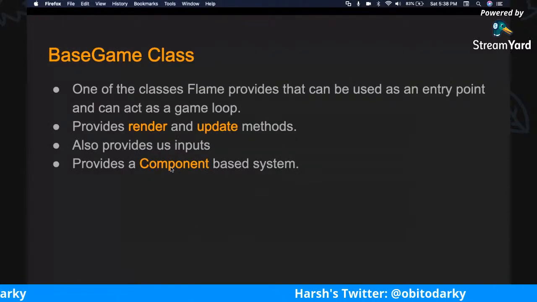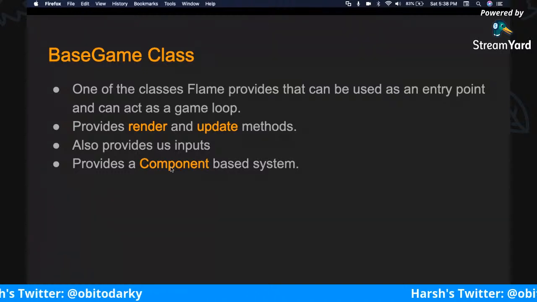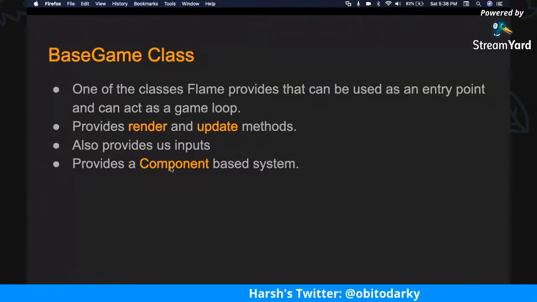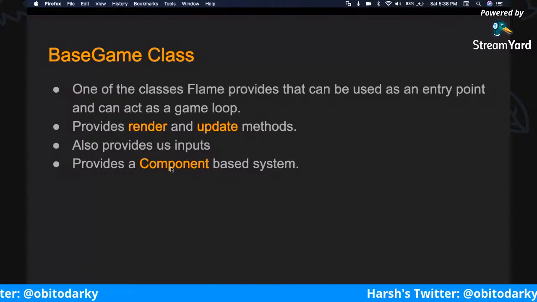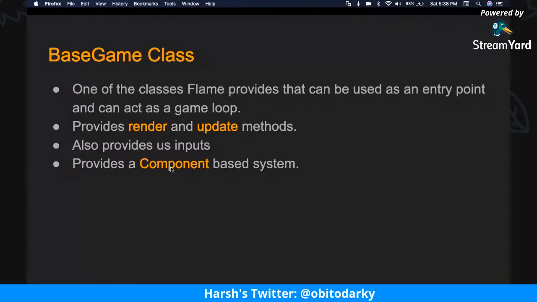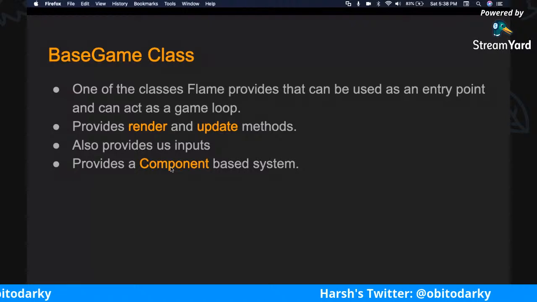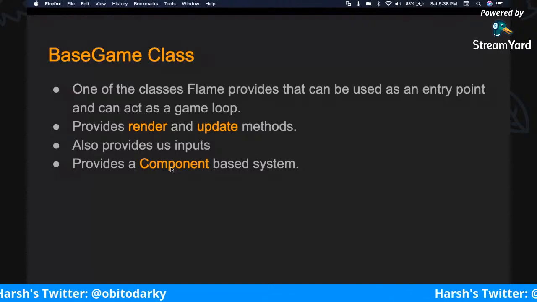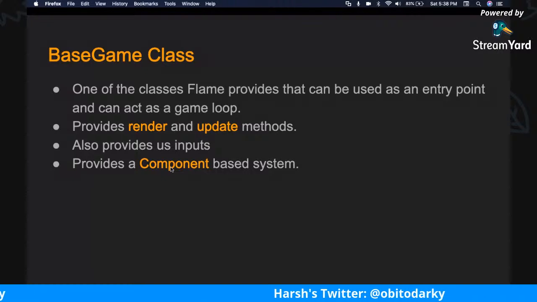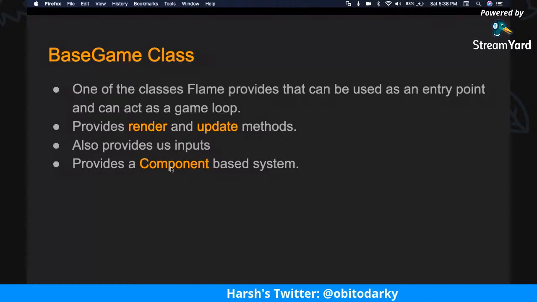Next is the base game class. The base game class is one of the classes Flame provides that can be used as an entry point. Earlier I told you about the game loop. So you can consider that this base game class is where our game loop will reside. It acts as a game loop, and it provides render and update methods that you can use to render the screen and update the screen. We can also use inputs in this base game class. And it provides a component based system.